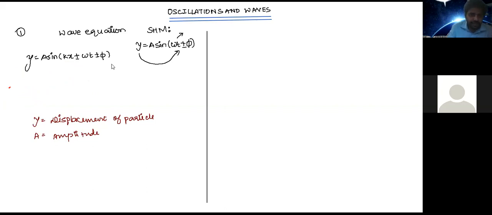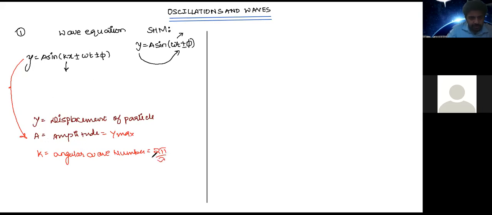What does amplitude mean, by the way? Highest, y max, the maximum displacement. Absolutely correct. What about k? k is called the angular wave number. Do we have any formula for k? Yes, 2π by λ. Very good.